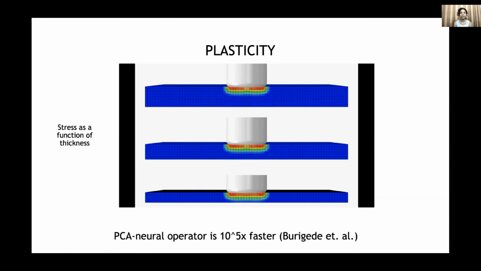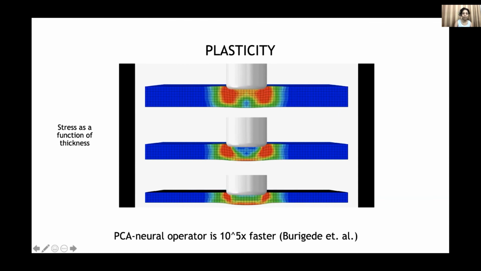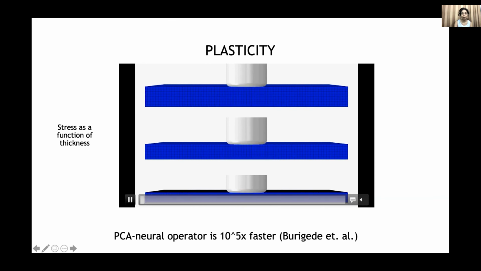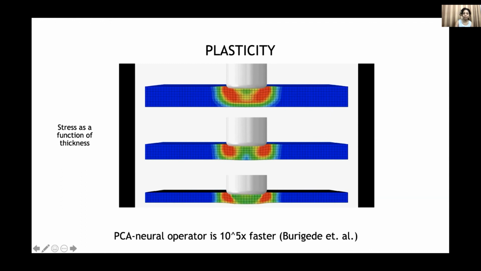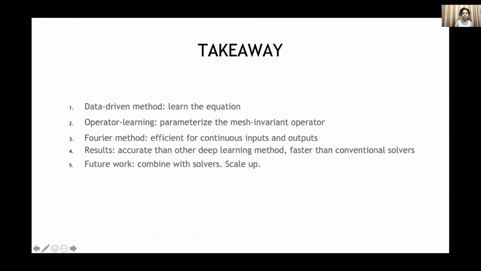And so what you see here is a visualization of stress as a function of thickness for different material thicknesses here, and it can accurately predict that. So this is very important in a lot of applications.